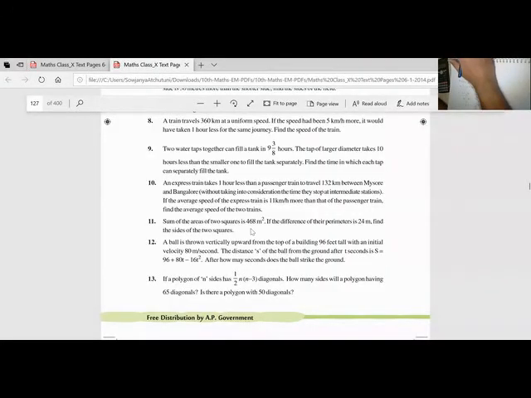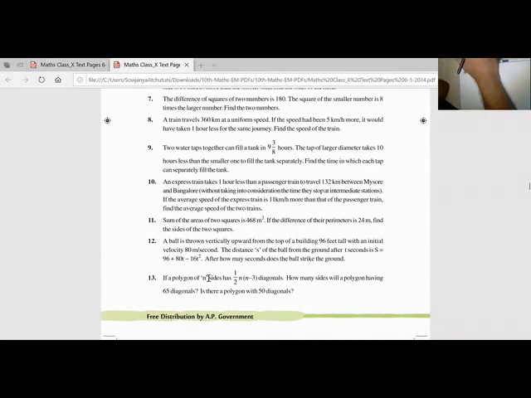Okay, we have done this problem. We will do one last problem. If a polygon of n sides has n into n minus 3 by 2 diagonals, how many sides will a polygon have with 65 diagonals? Is there one with 50 diagonals?